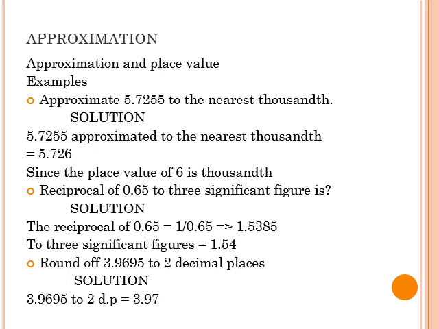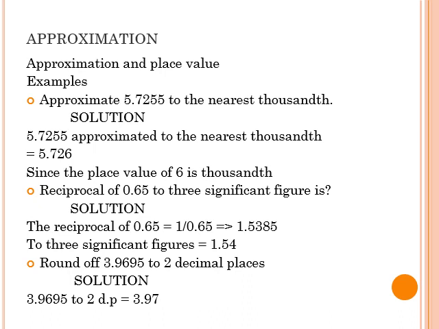1.5385. But it says to 3 significant figures. What is a significant figure? A significant figure is a non-zero figure before a decimal point, or any figure after a decimal point, which is not a zero figure that is at the end of that number. So, to 3 significant figures, the answer will be 1.54, because 1 is a non-zero digit before a decimal point, then 5 and 4.